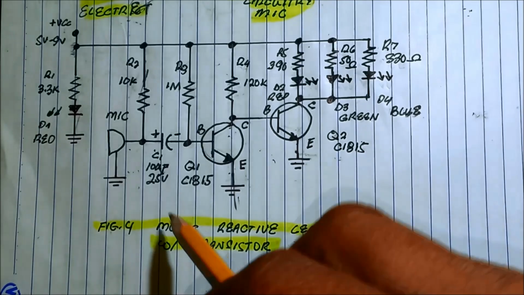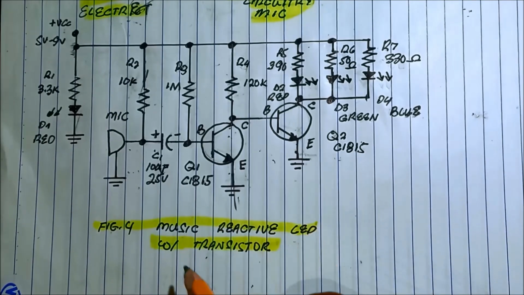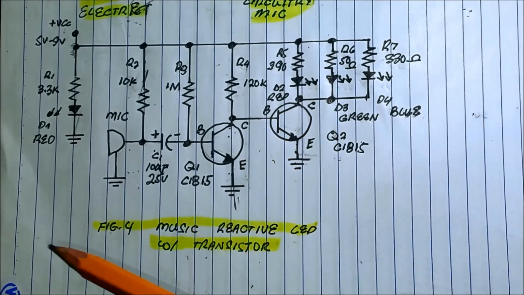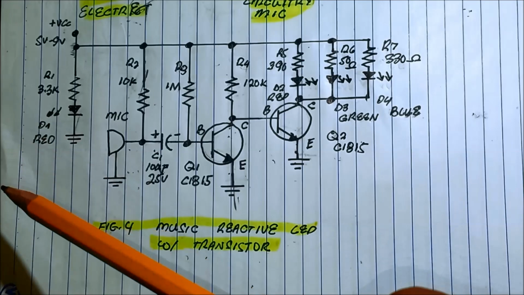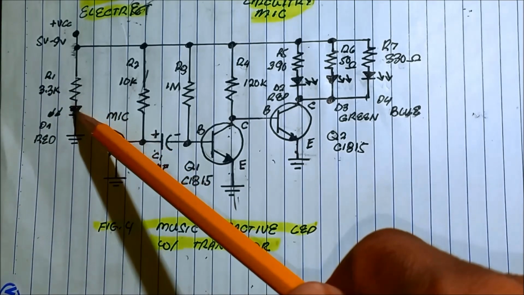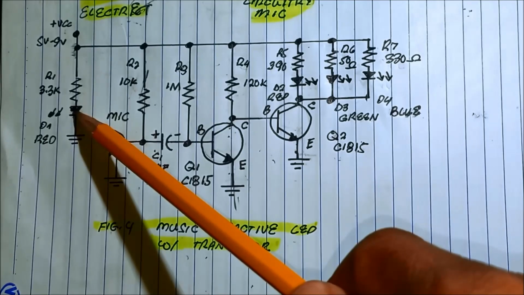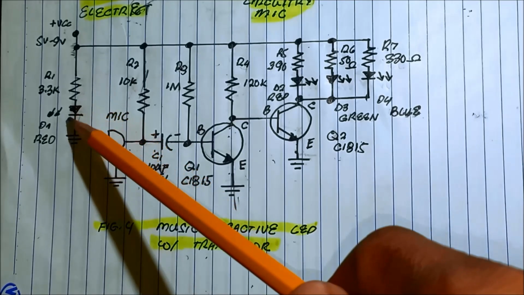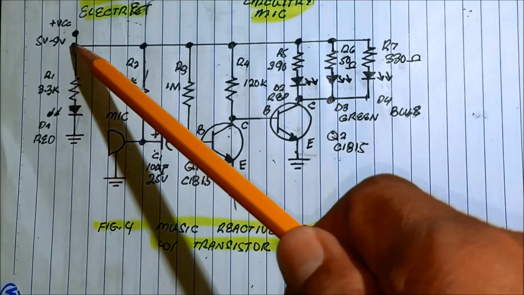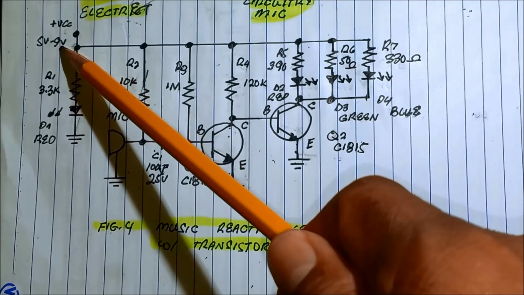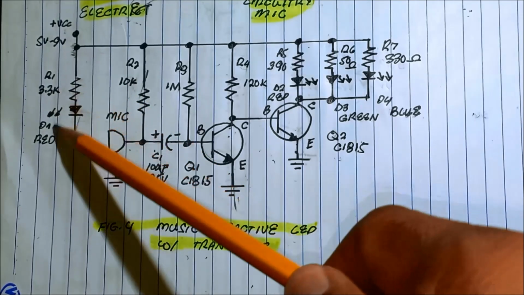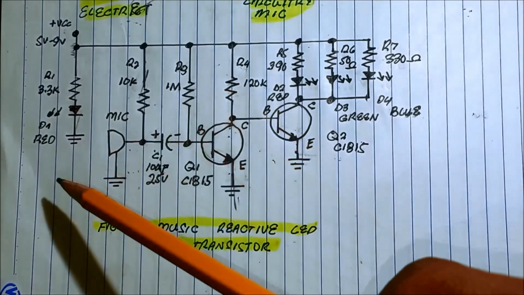This is now our music reactive LED with transistor circuit diagram. In our circuit, we're going to add a power LED so that we know that the circuit is on. In our testing, we are using 5 volts up to 9 volts. Okay, this is now the power LED. We're going to add the power LED to the circuit.